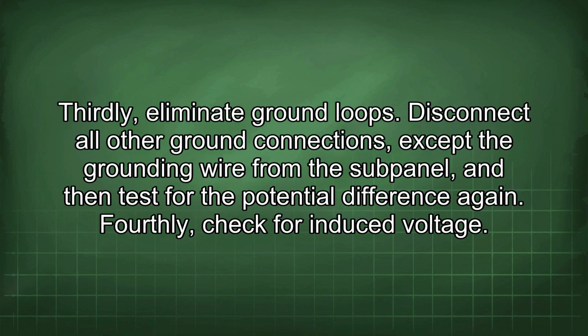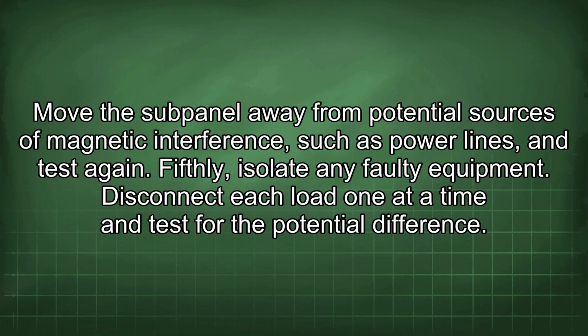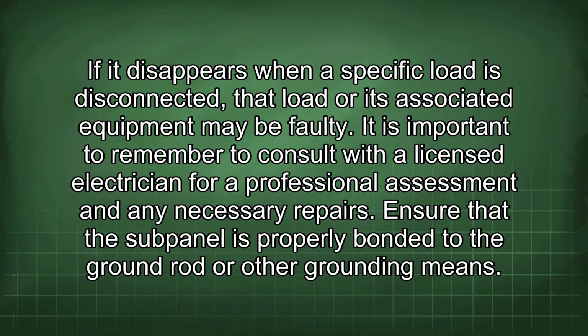Thirdly, eliminate ground loops. Disconnect all other ground connections except the grounding wire from the subpanel and then test for the potential difference again. Fourthly, check for induced voltage. Move the subpanel away from potential sources of magnetic interference such as power lines and test again. Fifthly, isolate any faulty equipment. Disconnect each load one at a time and test for the potential difference.